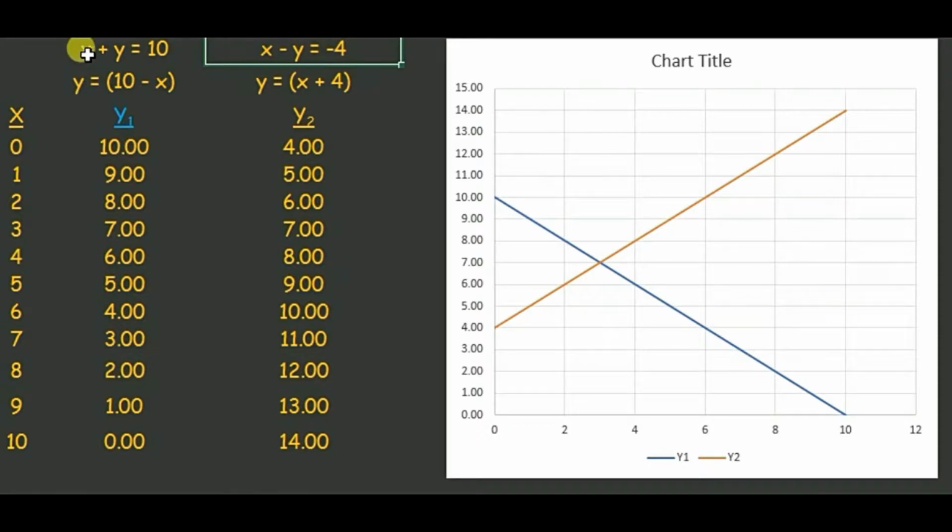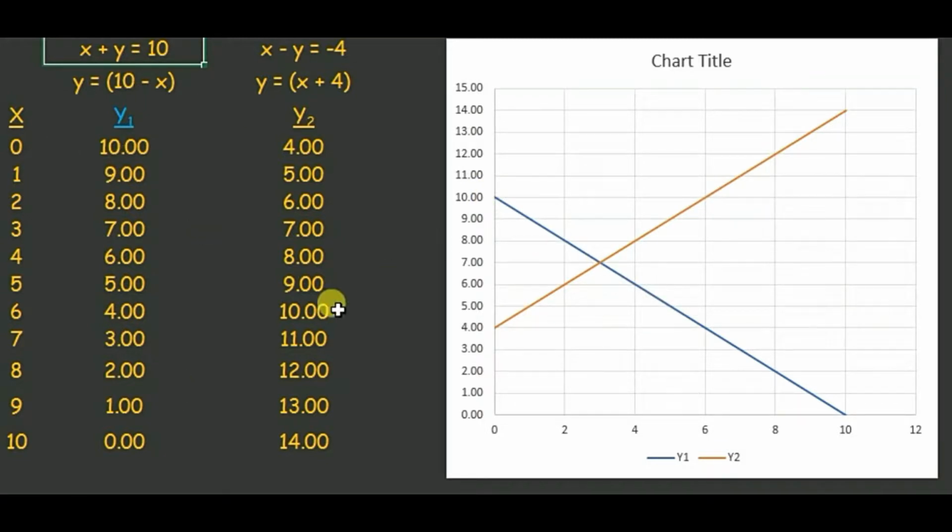If you replace 3 here for x and 7 for y, you will get 3 plus 7 as 10. If you replace 3 here for x and 7 for y, you will get negative 4. It means 3 and 7 is the answer for this question here.